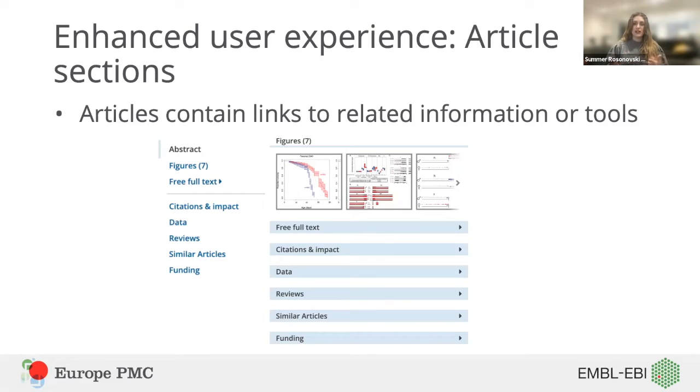So the article sections are your abstract, a summary of the research results, and figures, where you can see the figures within the article. They're on a carousel, as you can see just here, and that means that you can see those figures really quickly. You can click on those to expand and get the legends. And this can be a quick way to see if the method or the results are relevant to what you're looking for.